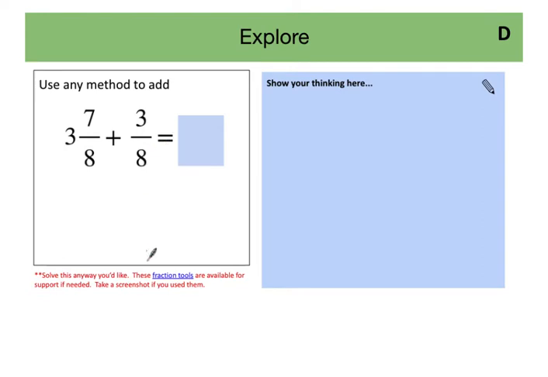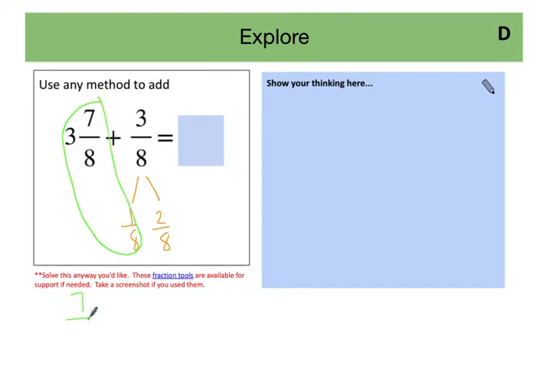What were you thinking here? Were you thinking about maybe decomposing 3/8 into 1/8 and 2/8? How would that help us solve this problem? What can I add to 3 7/8 to bring me to the next whole, which would be 4? That's right. I could add 3 7/8 and 1/8, right?